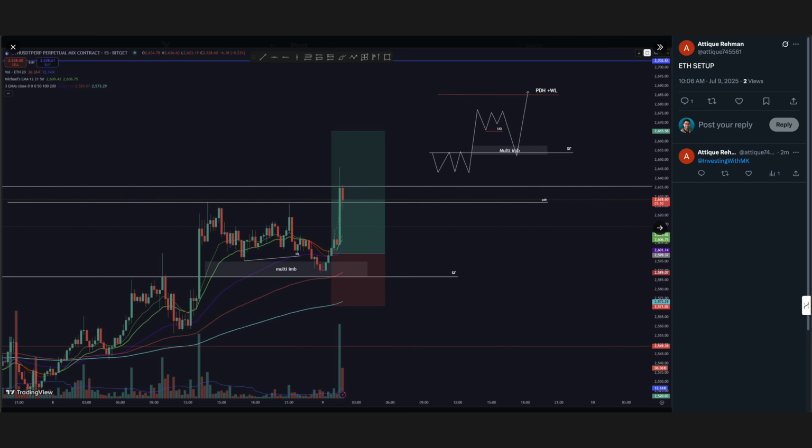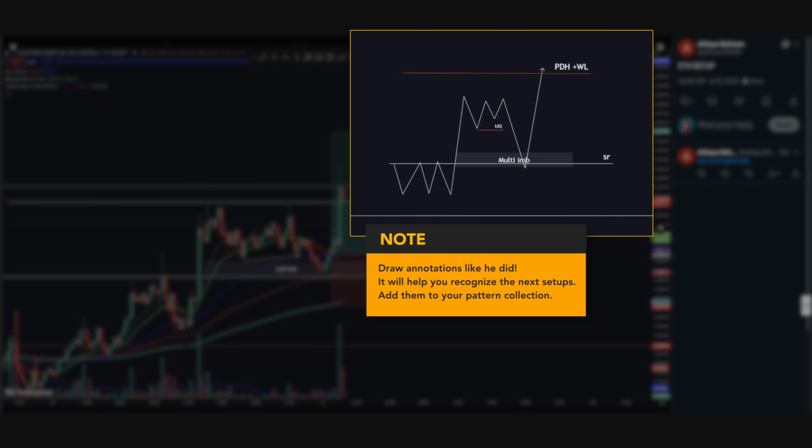Let me dissect another great student trade recently taken on Ethereum. Very nice setup. He even drew some annotations on the chart just like I regularly do. All in all, this is a great setup.